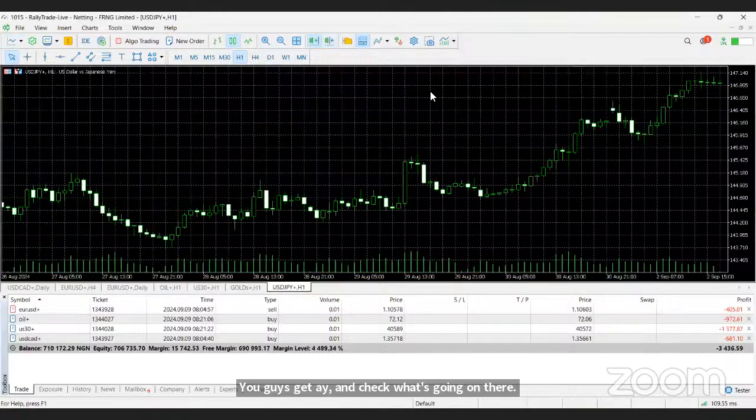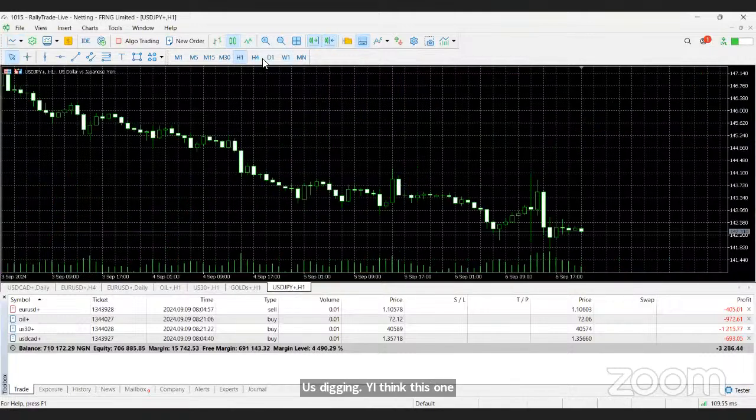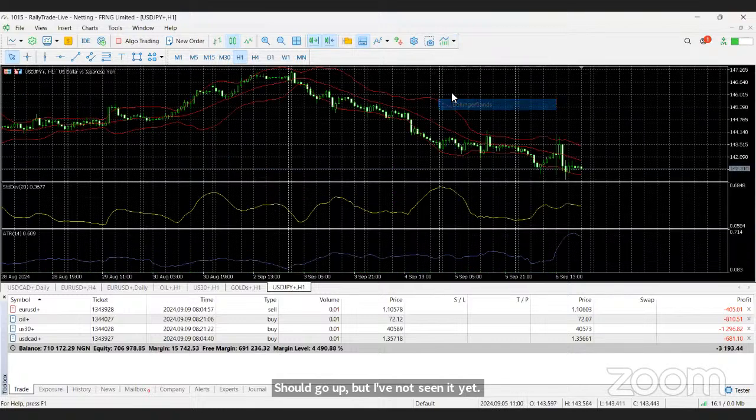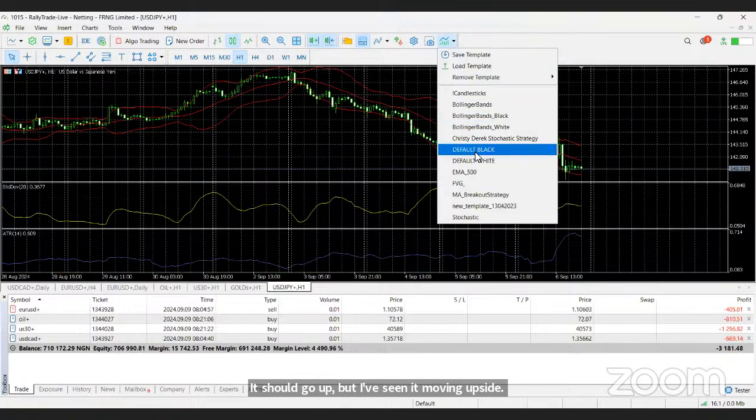USDJPY. I think this one should go up, but I've not seen it moving to the upside yet. But let's check with Bollinger Band. Bollinger Band says yes to buy.